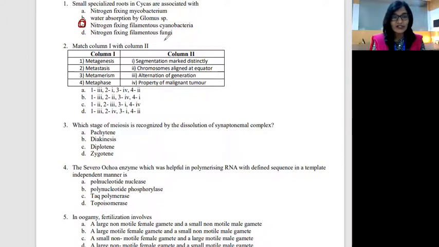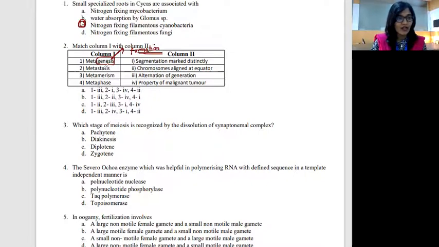The next question: match column 1 with column 2. The first one is metagenesis, metastasis, and then metamerism, and the last one is metaphase. So everything is meta. Please don't get confused. It's very simple. You can literally answer this question. Genesis means formations. We might have studied gluconeogenesis, all these things, right? So genesis means formations.